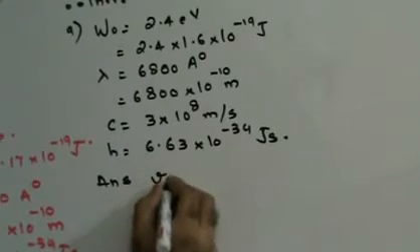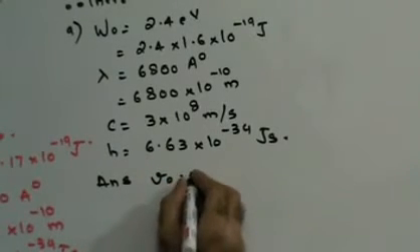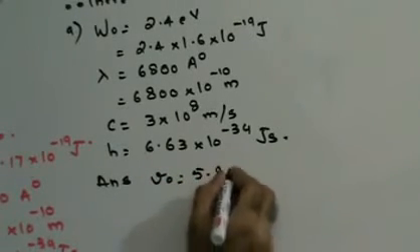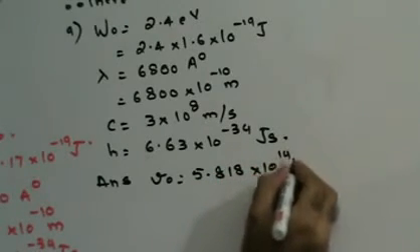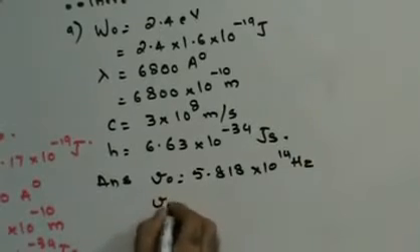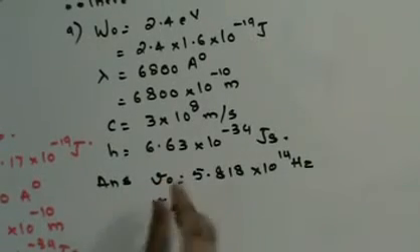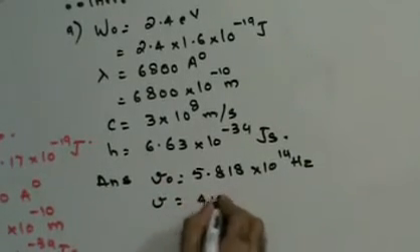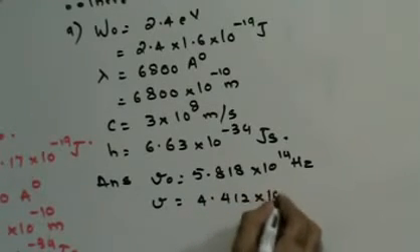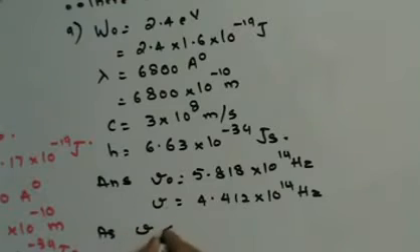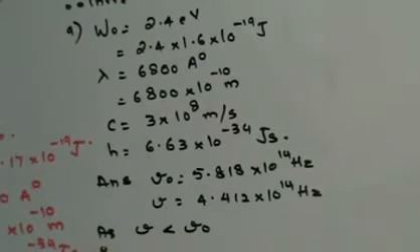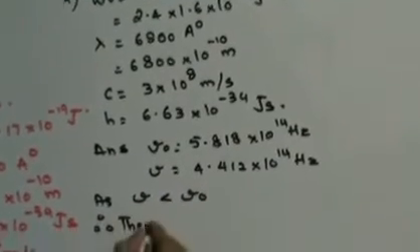Your threshold frequency should be equal to 5.818 into 10 raised to 14 Hertz. Your incident frequency should be equal to 4.412 into 10 raised to 14 Hertz. Then you would say, as incident frequency is less than the threshold frequency, therefore there will be no emission.